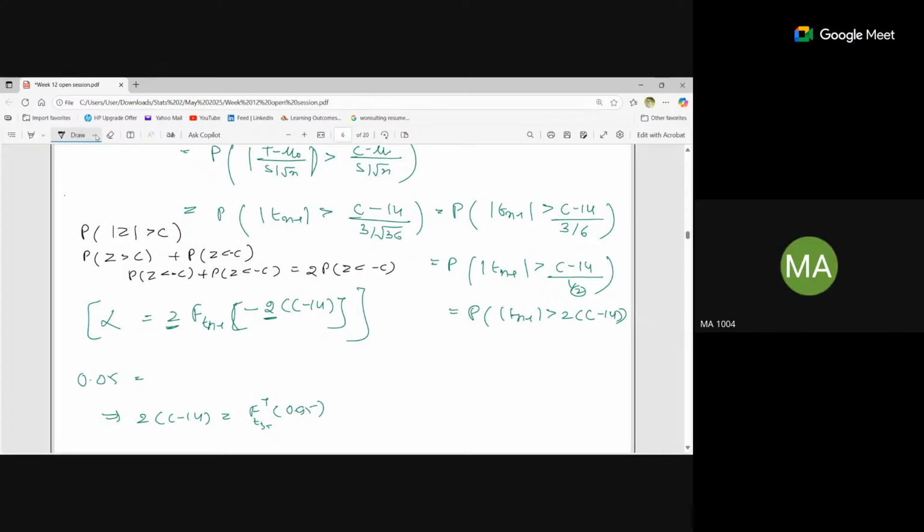We did the same thing here as well. Fine, this step is clear now. Everyone, can I get a thumbs up? Okay, fine. Now this is 0.05. This is 2 F t(n minus 1) of minus (2c minus 14). Now this will get divided, so this will be 0.025, F t(35) of minus (2c minus 14). So now this will be F inverse of 0.025.